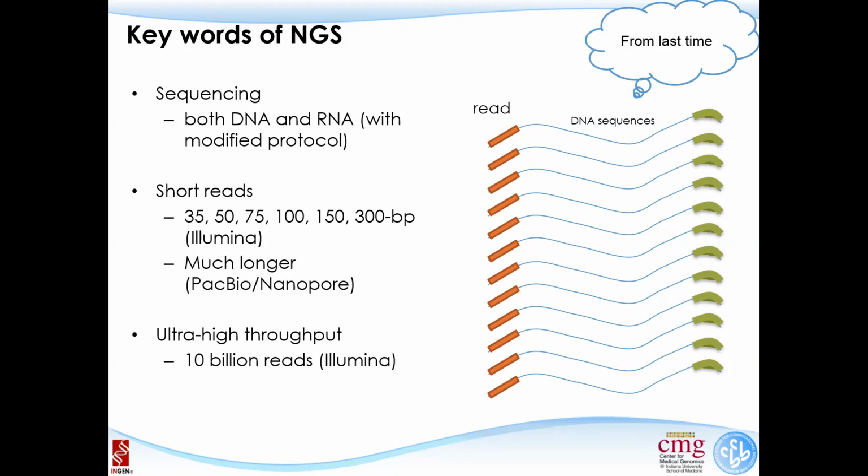And the second keyword is short reads, depending on the platforms. Normally, we don't do the entire transcripts. Rather, for most popular applications, it's anywhere from 50 bases, 100, all the way to 300 bases. And in many cases, we can do both ends. And then the third keyword is obviously ultra high throughput. We can sequence a lot.